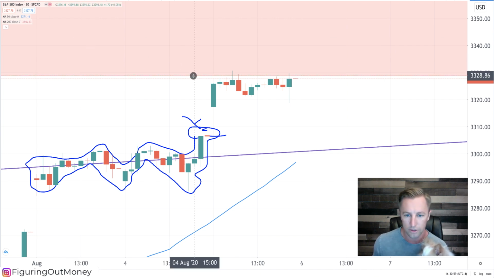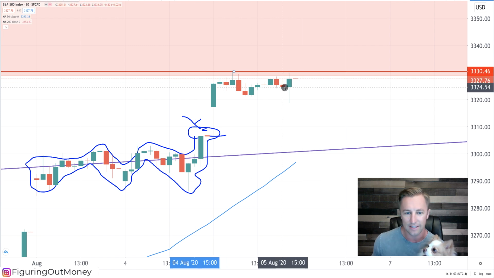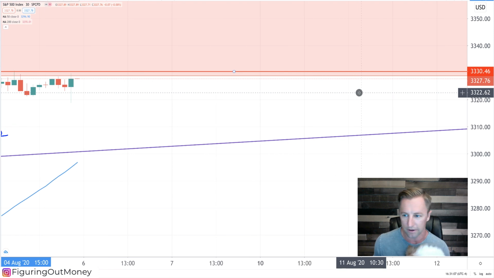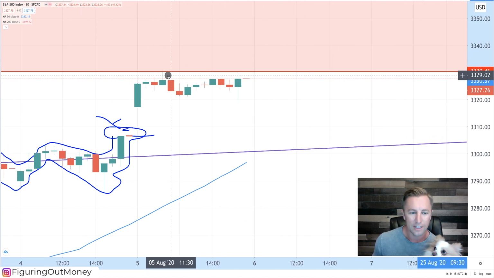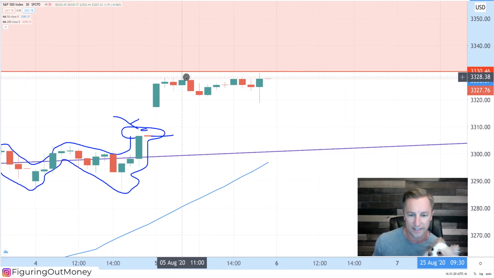So what are we going to do? Well, we're going to go ahead and put 33.30 here on the map right there. That is the bear's camp entrance. I could probably make this bear's camp just a little bit better here. There we go. So that is going to be our level of resistance for tomorrow.